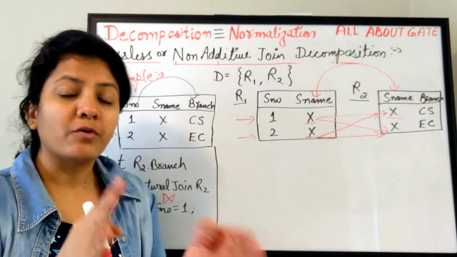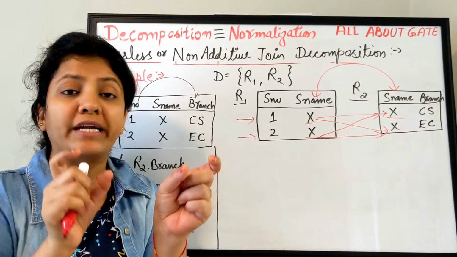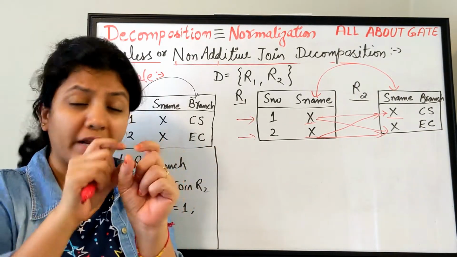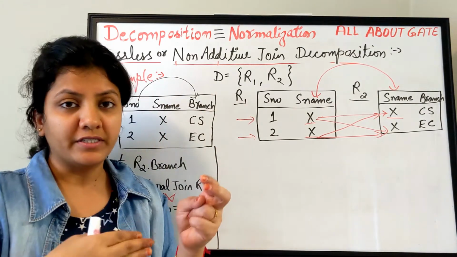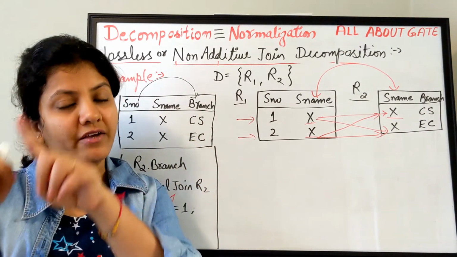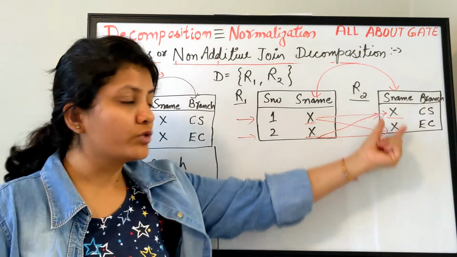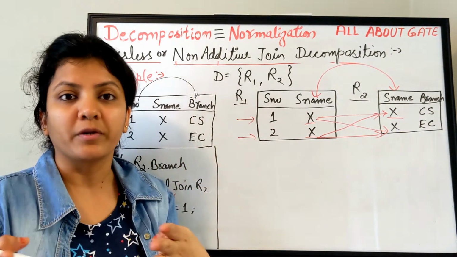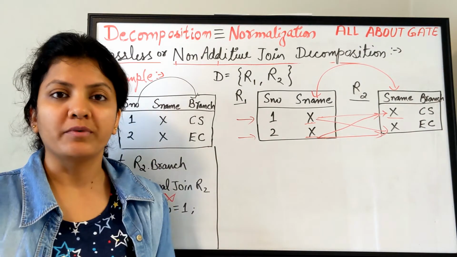See, this is different from the Cartesian product or the cross product, because the Cartesian product does not look at any common attribute or any attribute. It just takes all the tuples of the first table and all the tuples of the second table and merges every tuple with every tuple of the second table. So if you have 2 tuples here and 2 tuples here, it will give you 2 into 2, 4 tuples, without looking at whether they have a common attribute.